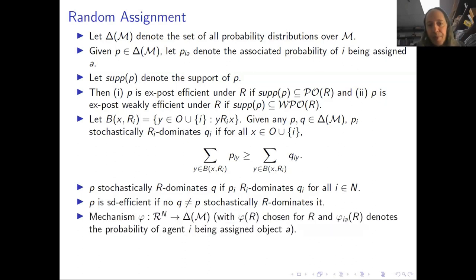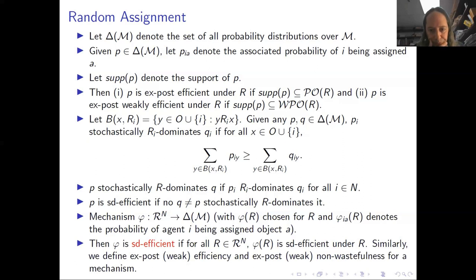And a mechanism just chooses a random assignment. Then you can also define SD efficiency, or stochastic dominance efficiency. For any profile, you cannot find another distribution which stochastically dominates. And this is actually stronger than ex post efficiency. Of course, this implies ex post efficiency, but not the other way around.